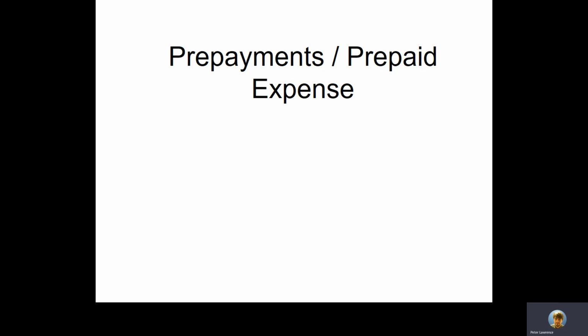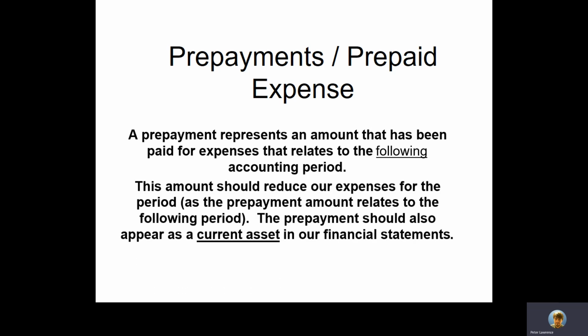But this time, on prepayments, we might pay for something in advance. All right, so when we pay for something in advance, it means we haven't yet used it, but we paid for it for the next accounting period. Now, a prepayment will reduce your expense. And the prepayment will also appear as a current asset in your financial statements on your balance sheet. And again, because it's a current asset and it's something that we are owed, because we're owed a service, we can call this other receivables.